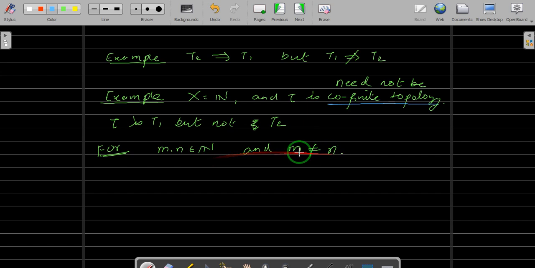Now here, you have taken two distinct points m and n. Now what you have to do is find two neighborhoods, one of m and second of n respectively, such that m should not be in the neighborhood of n, and n should not be in the neighborhood of m. And how to get it? Now for that, let me take U_m, the neighborhood of m. Let me take that as N minus the singleton {n}. Is this open?